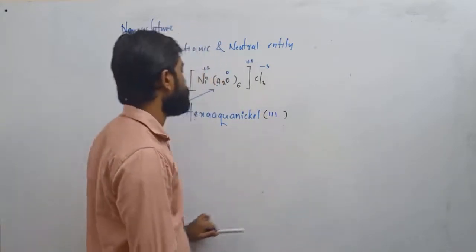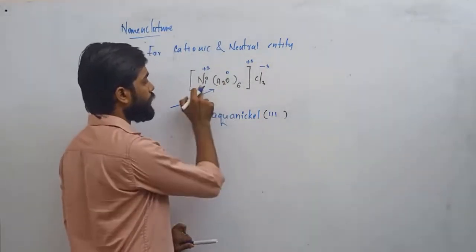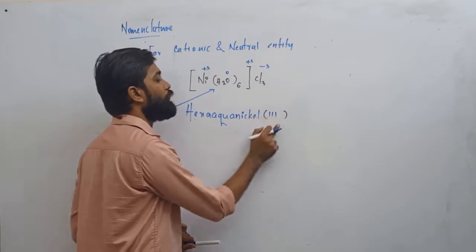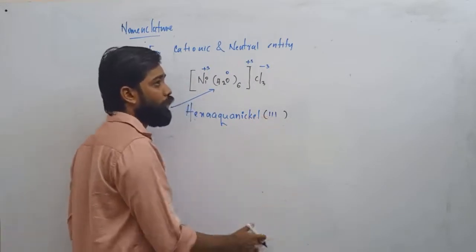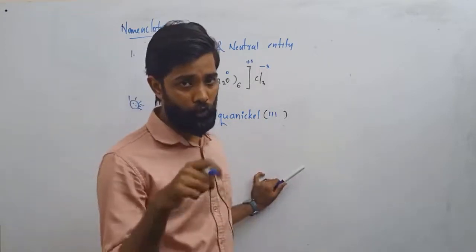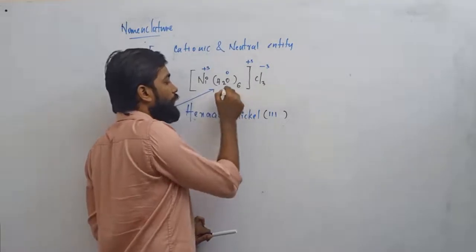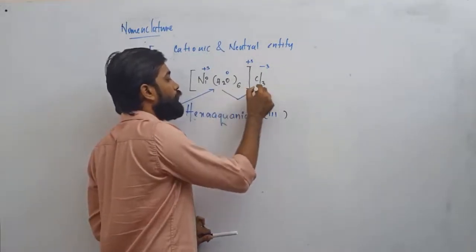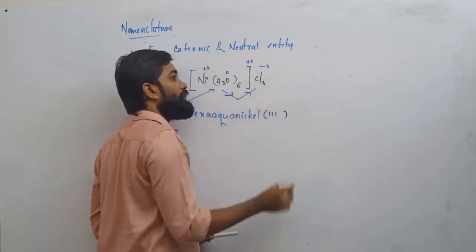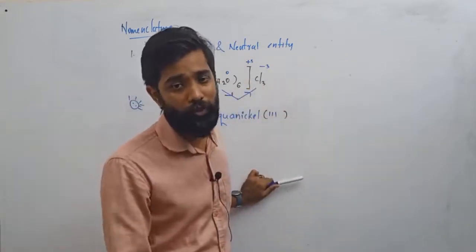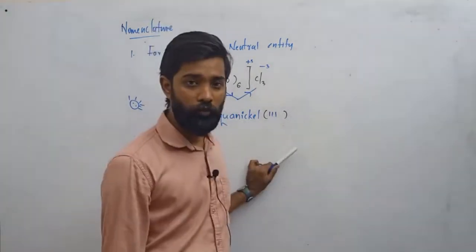Ready? Fine. So hexaaqua, there are 6 H2O right there. Nickel. The oxidation state of nickel in Stock notation comes after the central atom. Now this entity is over. Ready? Then simply leave the entity and consider the next portion. The next portion is nothing but what? That's actually the counter ion.